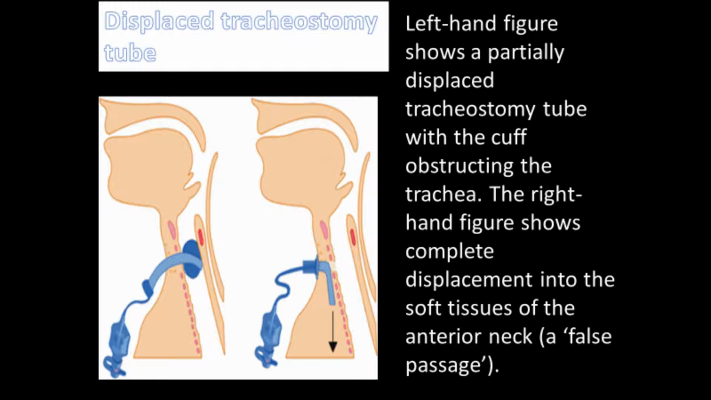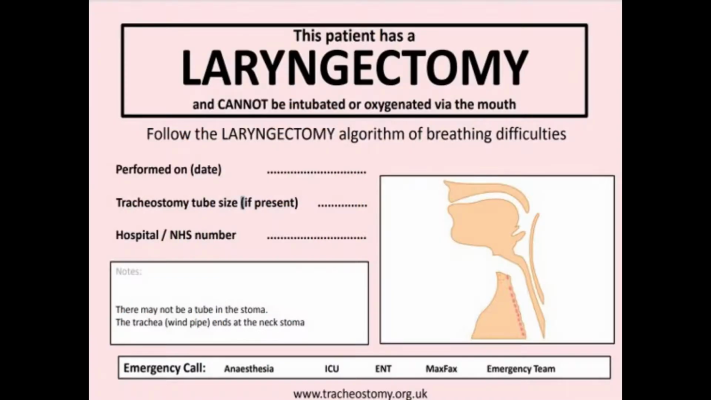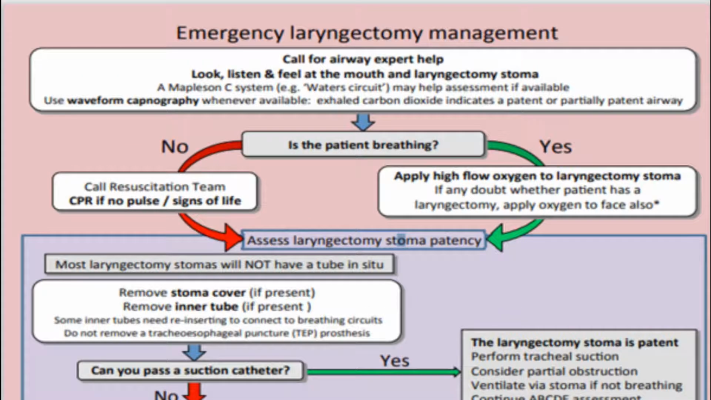Here is a bedhead sign for laryngectomy. You can see there is no patent upper airway. This is the laryngectomy algorithm. Here one applies high flow oxygen. One can assess the patency.